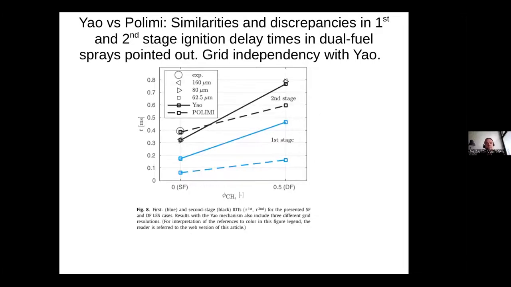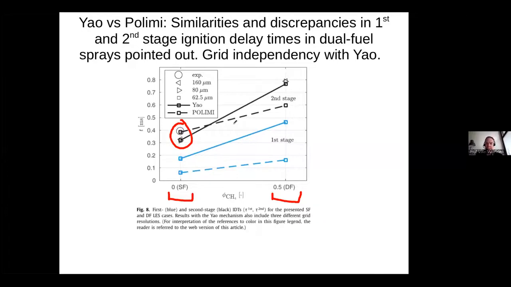We did many types of comparisons, but here is the simplest one, probably. Ignition delay time. What is characteristic to this kind of fields is that you have a two-stage ignition. You have first stage ignition and then you have a second stage ignition. And for both of these, we measure the ignition delay time. So over here you have just a pure single fuel like a diesel and the ECN conditions. And here you have the dual fuel case. So in the single fuel case, you match the experimental data for the second stage ignition delay time rather well with the experiments.